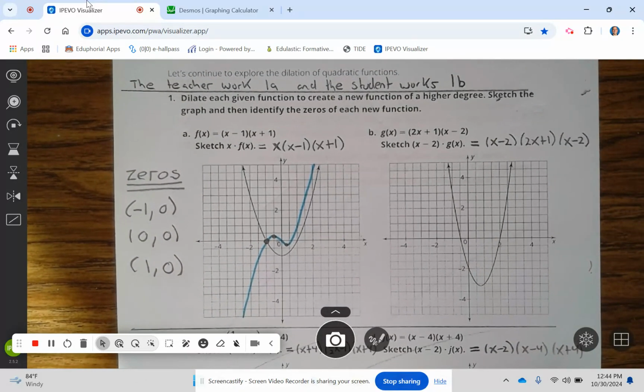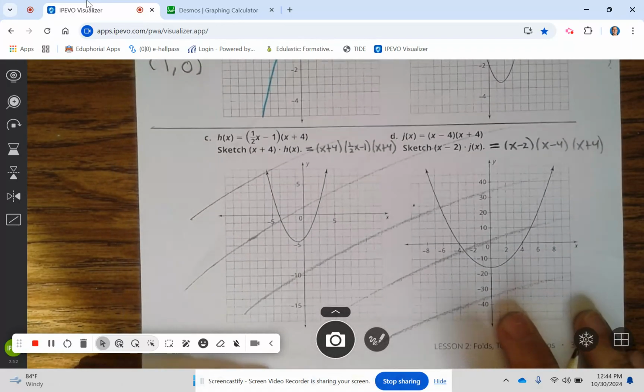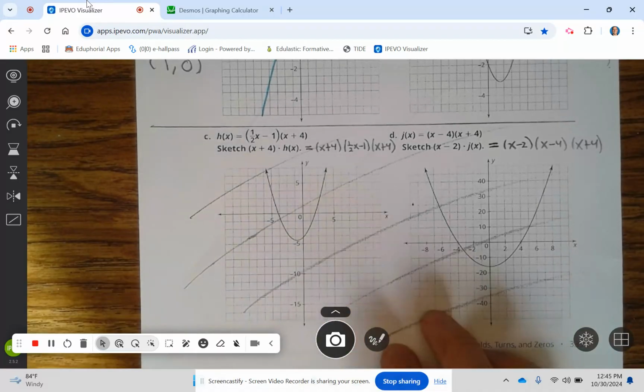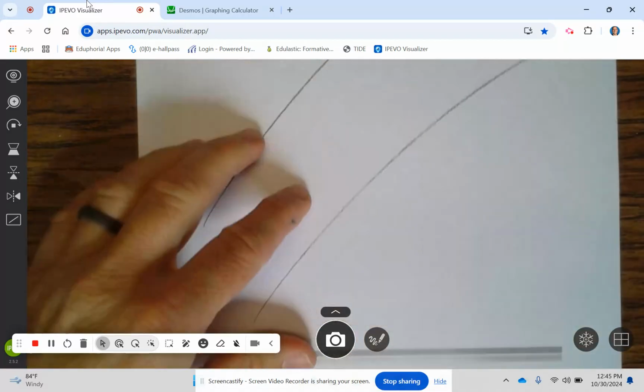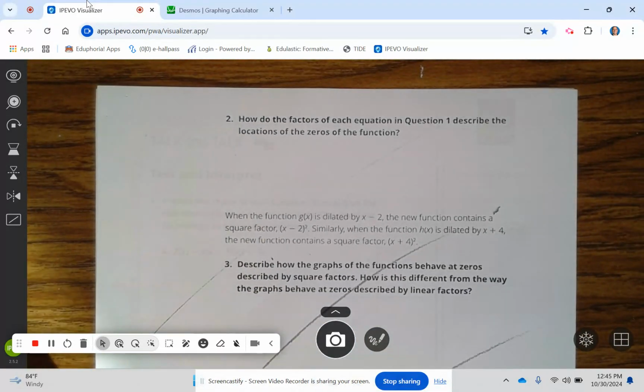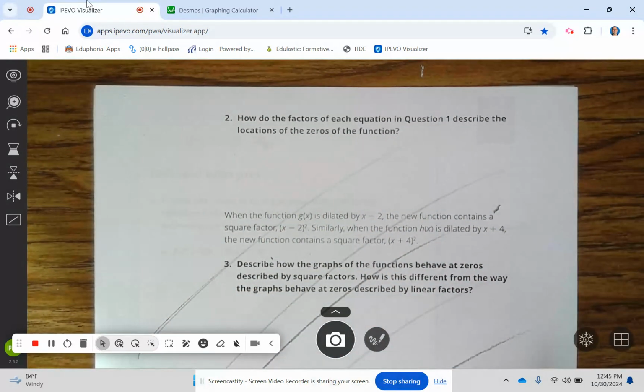All right, go ahead and finish up 1A. And then go and complete 1B on your own. And then mark out C and D. Go ahead and mark out this page.